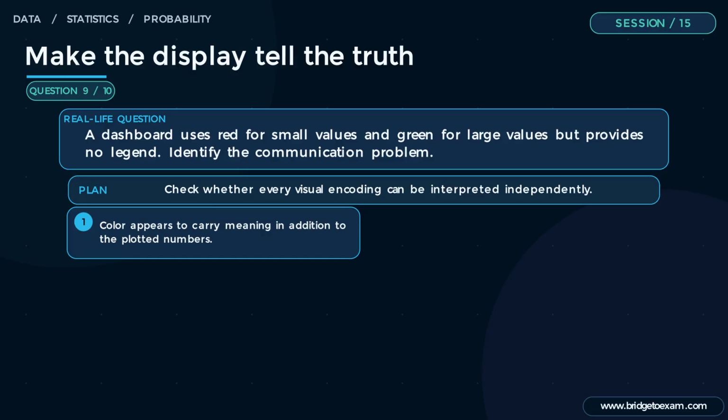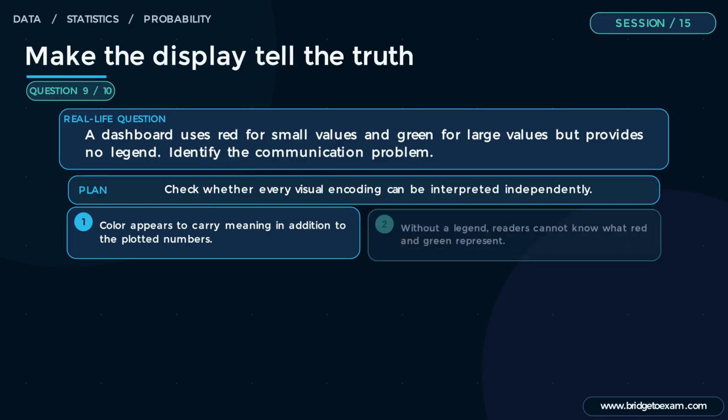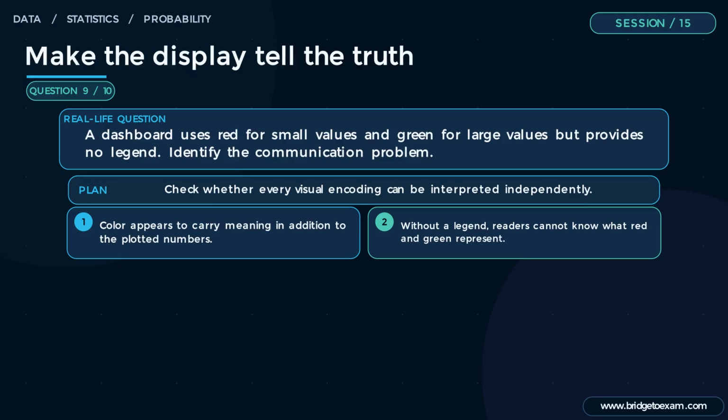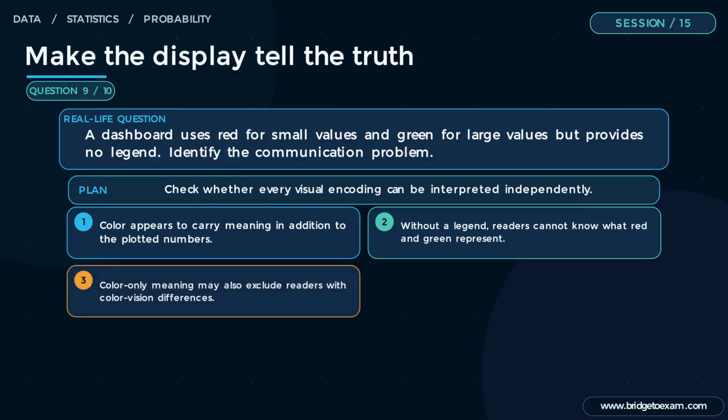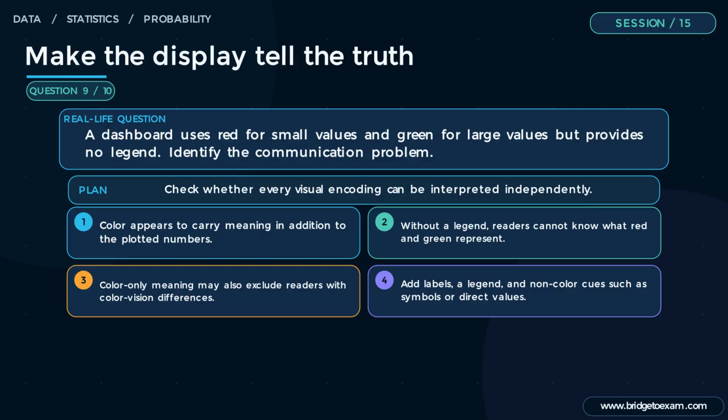Step 1. Color appears to carry meaning in addition to the plotted numbers. Step 2. Without a legend, readers cannot know what red and green represent. Step 3. Color-only meaning may also exclude readers with color vision differences. Step 4. Add labels, a legend, and non-color cues such as symbols or direct values.